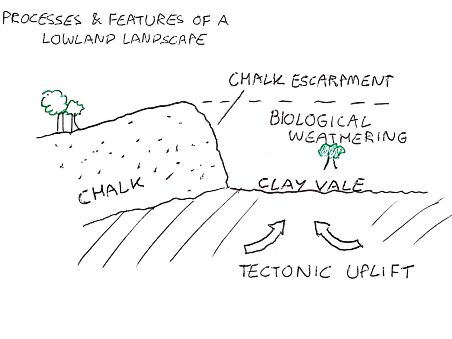Next thing I'd like you to do is to copy neatly this diagram. I'm not going to walk you through it step by step because we're using it in a slightly different way. I'd like you to just draw this really carefully. Ensure, please, that you write down processes and features of a lowland landscape. Now, what I haven't done is indicated which are processes, things that are happening, and which are features, things that you can see.